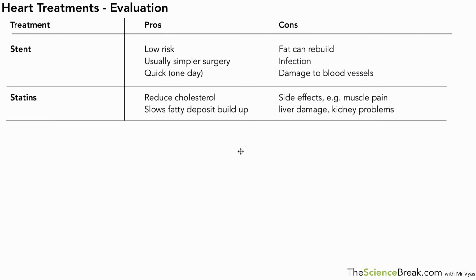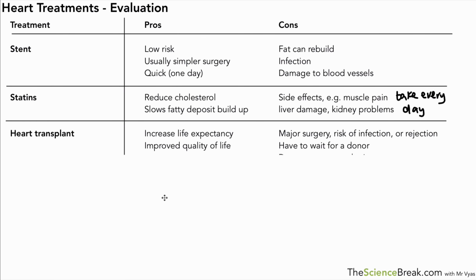In terms of using statins, with statins you have to take them every single day for the rest of your life. So that's one of the cons. The next was heart transplants, and that has the obvious benefits of increasing life expectancy and improved quality of life, but we have major surgery, risk of infection or rejection of the heart tissue. You have to wait for a donor, and you have to also take drugs for the rest of your life to suppress the immune system. Anything linked with surgery is going to have a risk of infection. So that's a downside of anything involving surgery.